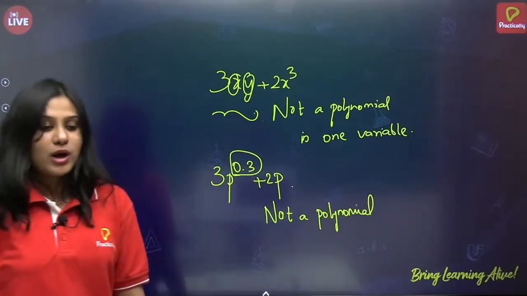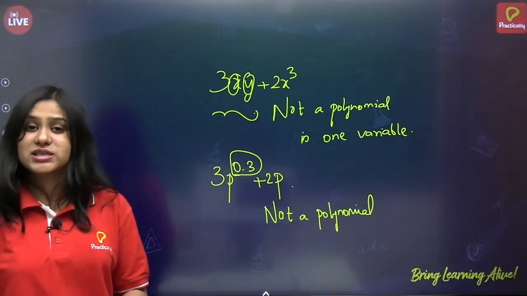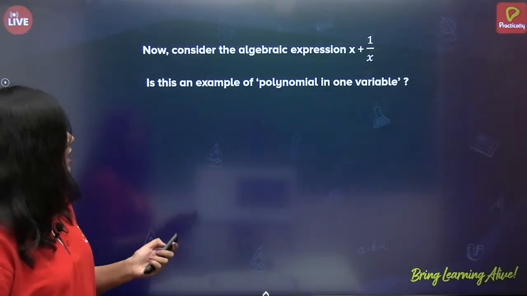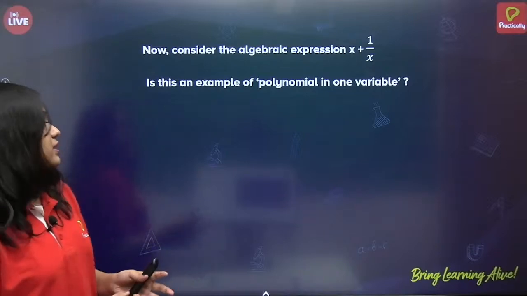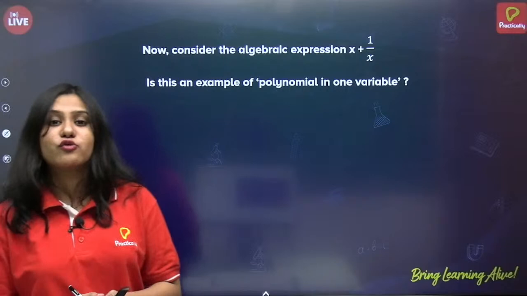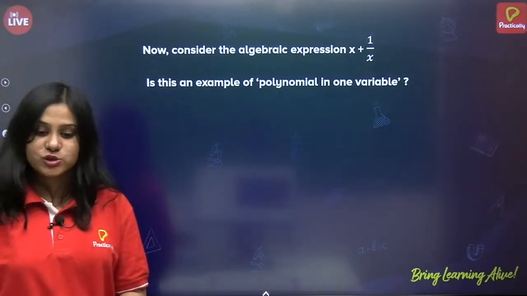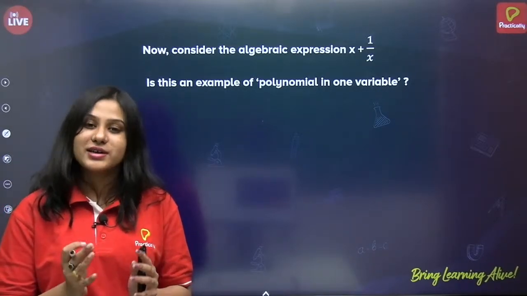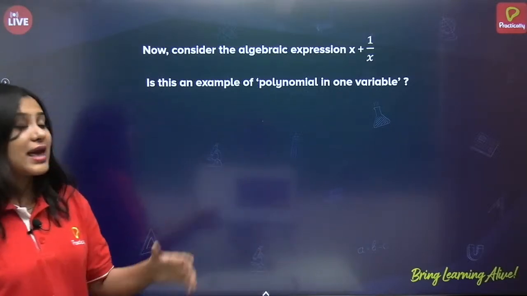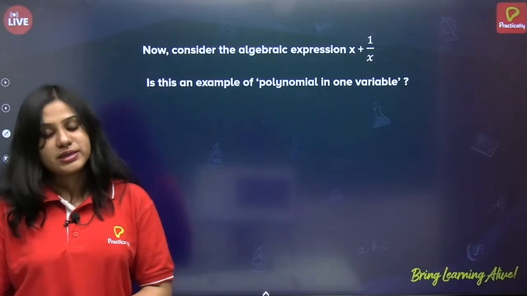Alright, so you have seen briefly what is a polynomial and what cannot be considered a polynomial, correct? So let us see an example. Now consider the algebraic expression x plus 1 by x. Is this an example of a polynomial in one variable? Come on, you have to answer this. I have just told you. Just spend 30 seconds and tell me if x plus 1 by x can be considered a polynomial. Please do drop the answer in the comments.